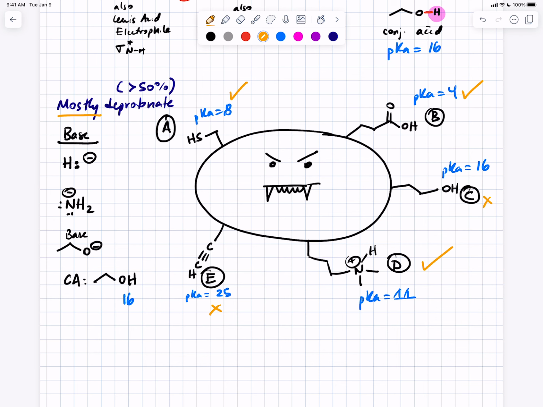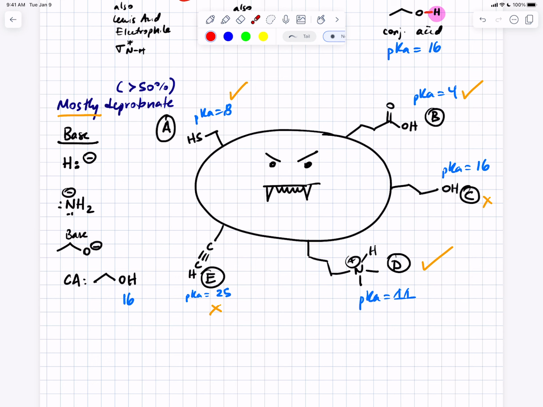Yeah? So would B be the one that mostly deprotonates since it has the lowest pKa? No, for this question, yeah, would B be the answer? No, I suppose if you asked which of these protons is more acidic, B would be the correct answer. This is a multiple response question. I say which of these protons can be removed by the base. To get this right, you need to select A, B, and D, but not C and E.